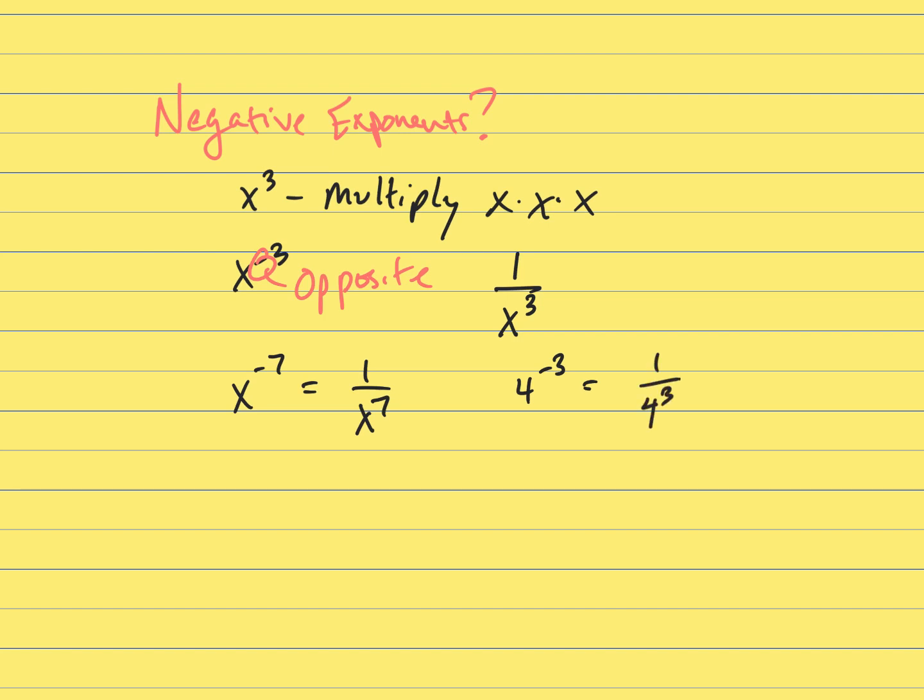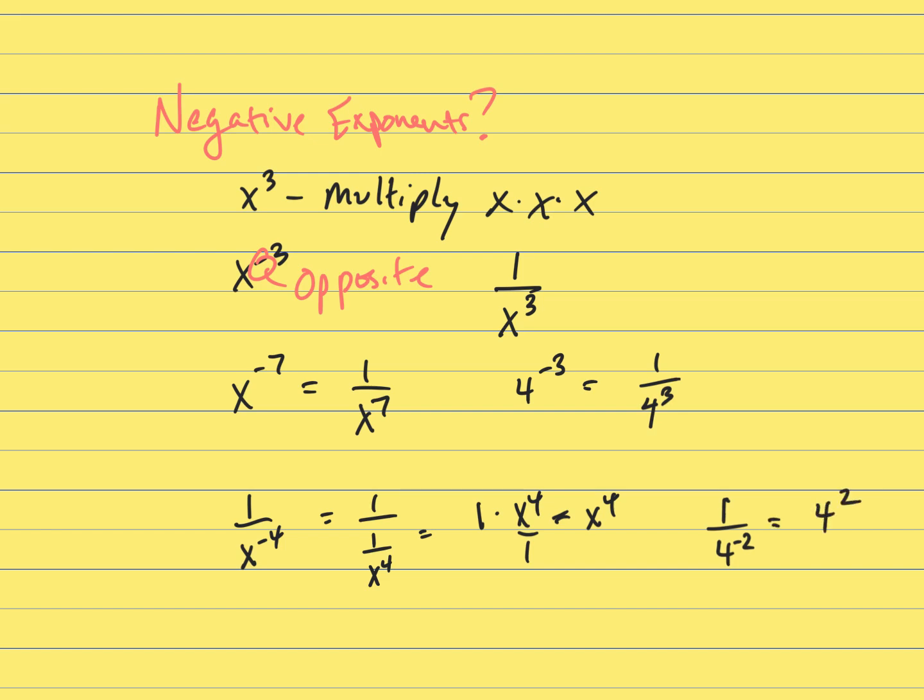Now, if the negative exponent were already in the denominator, let's say you had 1 over x to the negative 4th. Well, this is the same as 1 over 1 over x to the 4th, which is the same as just 1 times x to the 4th over 1. Remember, when we are dividing by a fraction, we multiply by the reciprocal. That's just x to the 4th. So if it's already in the denominator, if you have 1 over 4 to the negative 2nd, that's the same as 4 to the positive 2nd.